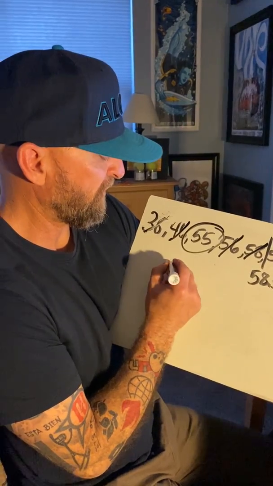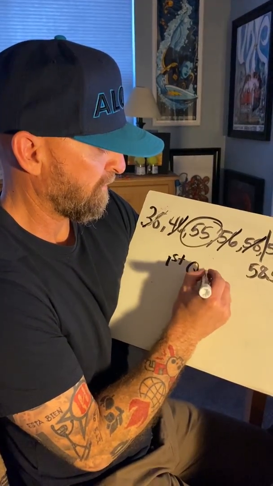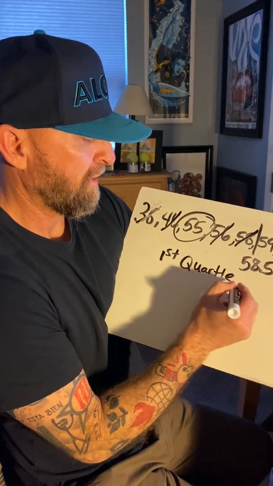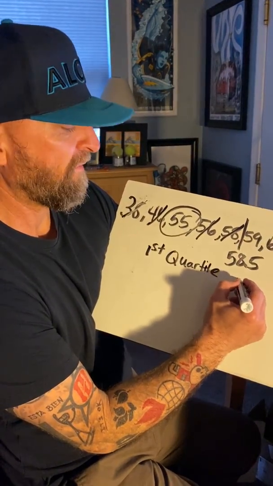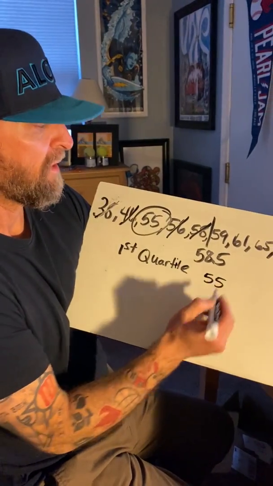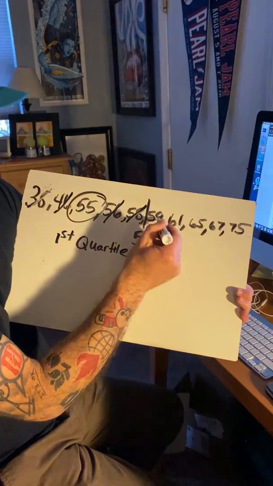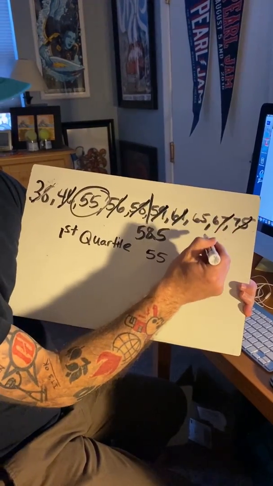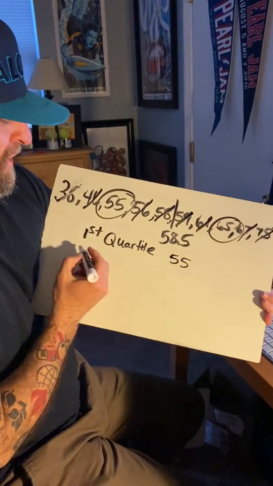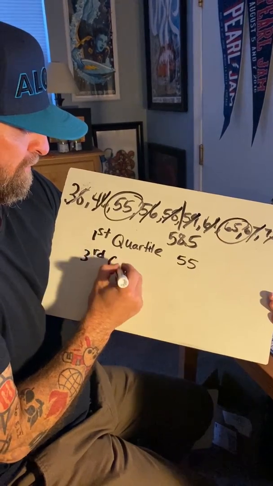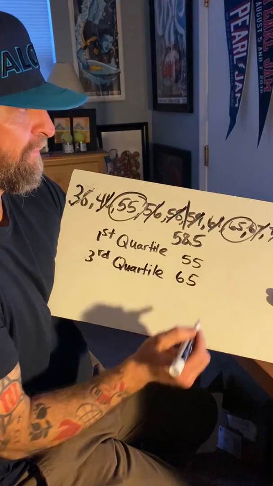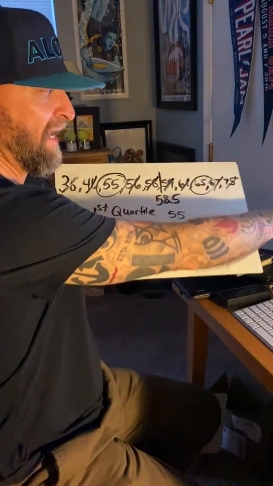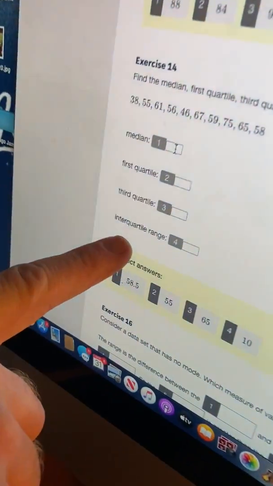So the first quartile, did I spell that right, first quartile is 55. And then I'm going to do this group right here, and we're going to cross out the numbers. And I end up with a 65. So the third quartile is 65.